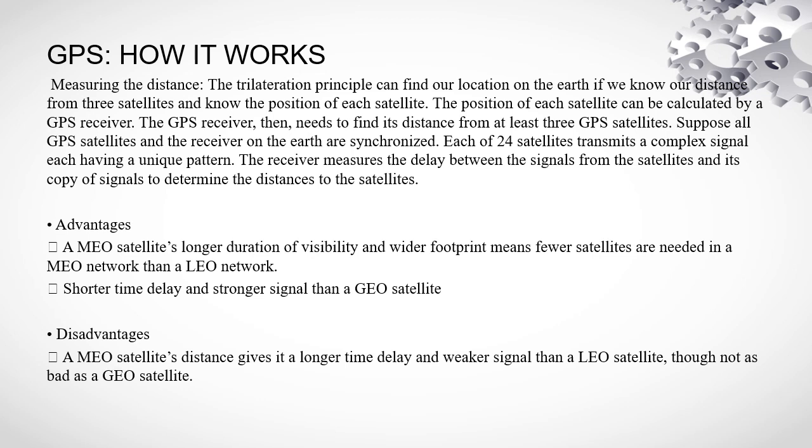Suppose all the GPS satellites and the receiver on the earth are synchronized. Each of the 24 satellites transmits a complex signal, each having a unique pattern. The receiver measures the delay between the signal from the satellite and its own copy of the signal to determine the distance of the satellites. Using this, we can know the location of any individual, as the satellite sends the signal to the receiver, and the receiver sends back that signal to the satellite.